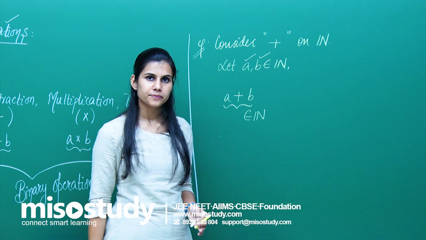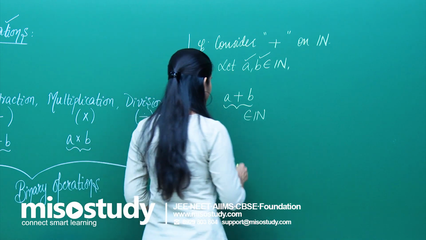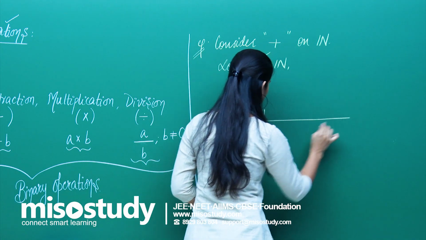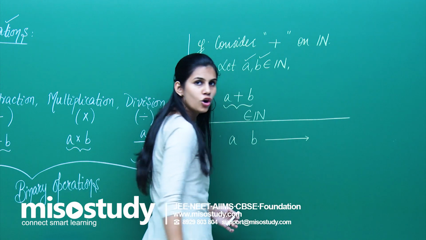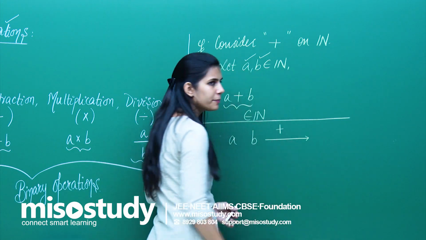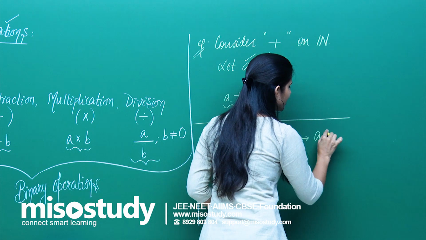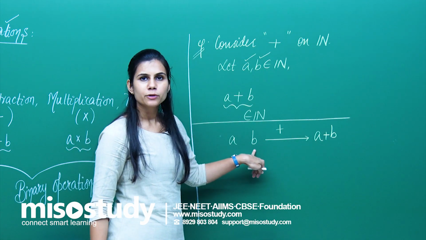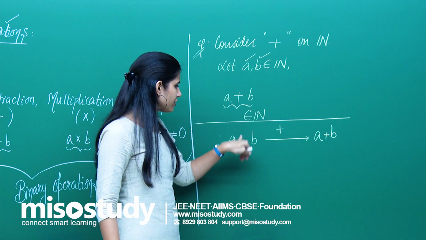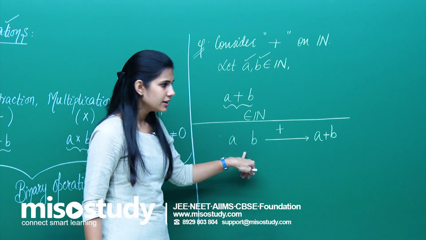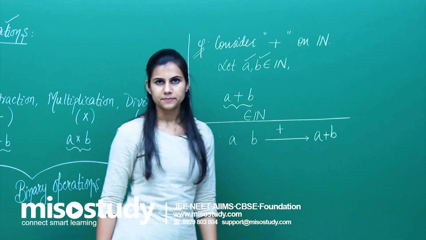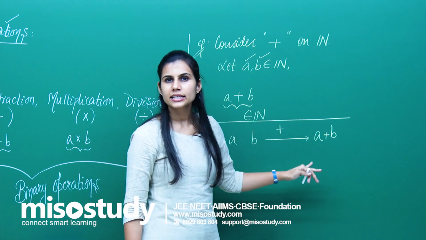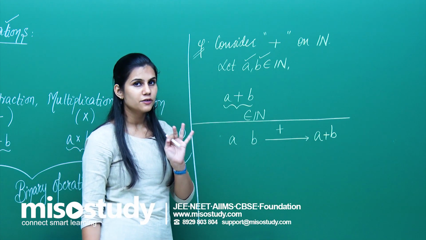Okay, so what is happening is a, b, these are 2 natural numbers and they are being operated on by the addition operation to create a new natural number a plus b. So at one time I can pick up 2 natural numbers, addition operation will be acting upon both of them to create a new natural number a plus b. This is the statement which is giving you an idea, a signal to perceive binary operation as a function.